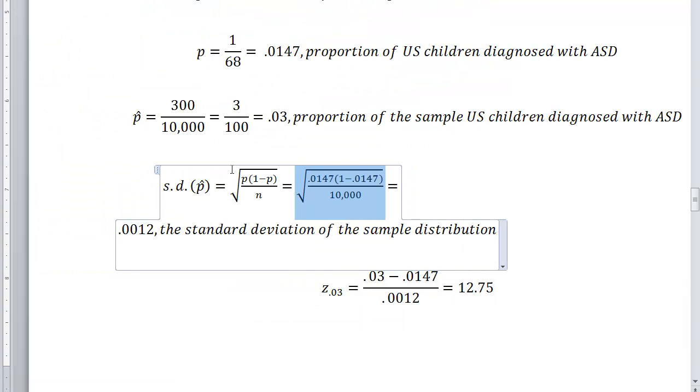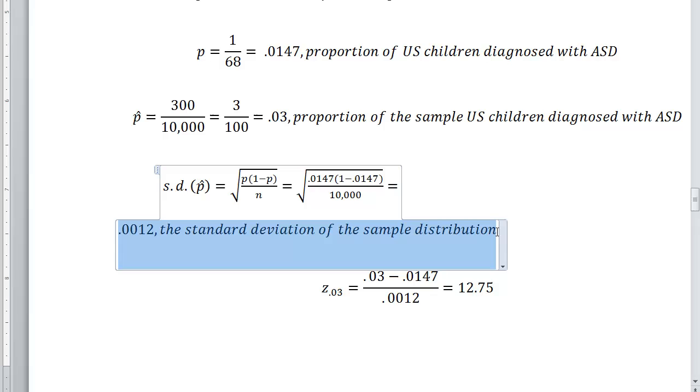Remember the 0.0147, that comes from our p. 1 minus 0.0147, again, that's our p. And the 10,000 is our sample size. And so that's going to be equal to, if you put it all into the calculator at one time, using parentheses as appropriate, you get 0.0012 is the standard deviation of the sample distribution.